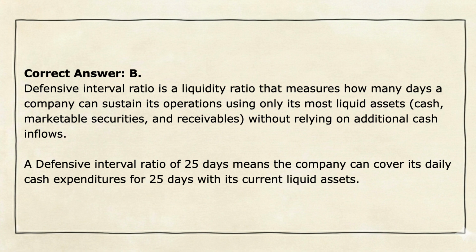Correct answer: B. Ratio definition. A liquidity ratio measuring how many days a company can sustain operations using only its most liquid assets. Ratio calculation: cash, marketable securities, and receivables divided by daily cash expenditures. Ratio interpretation: a higher ratio indicates greater liquidity and a company's ability to cover expenses for a longer period without additional cash inflows.